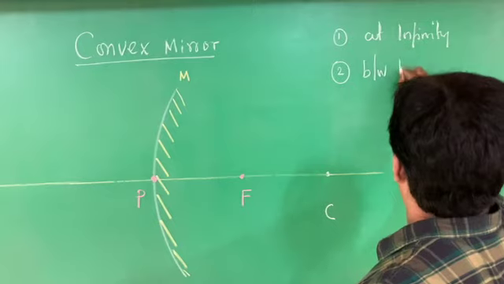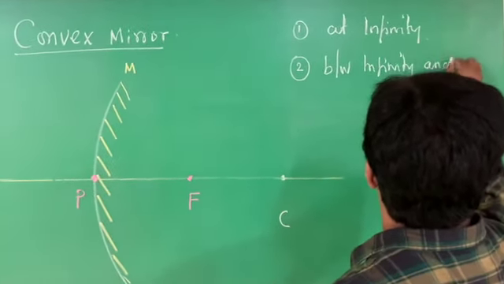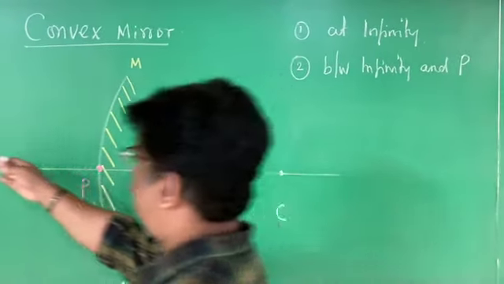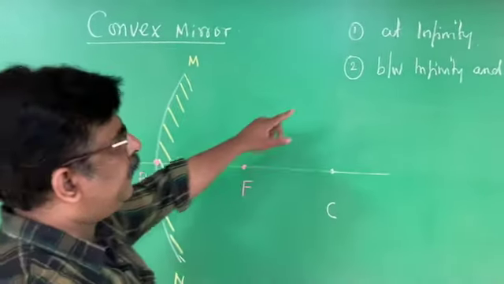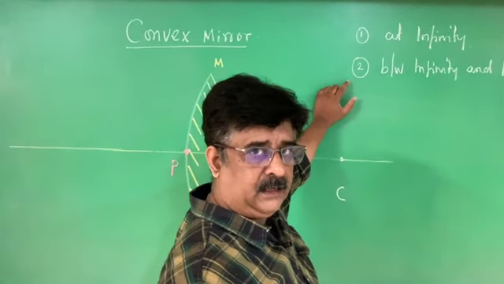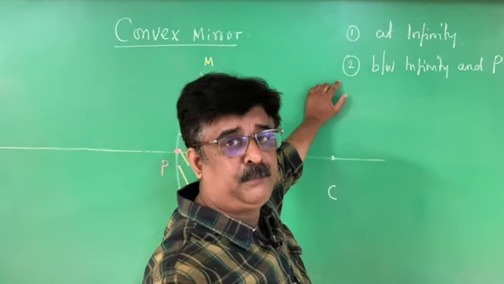Therefore, the second position is between infinity and P. P stands for the pole of the mirror. Any place you can keep. Therefore, we have only two positions for the object in the case of a convex mirror. But in the case of a concave mirror, we had more number of positions for the object.